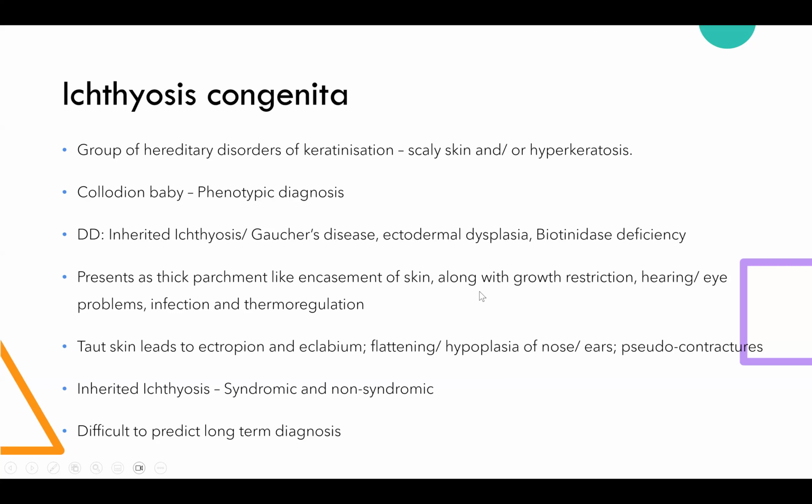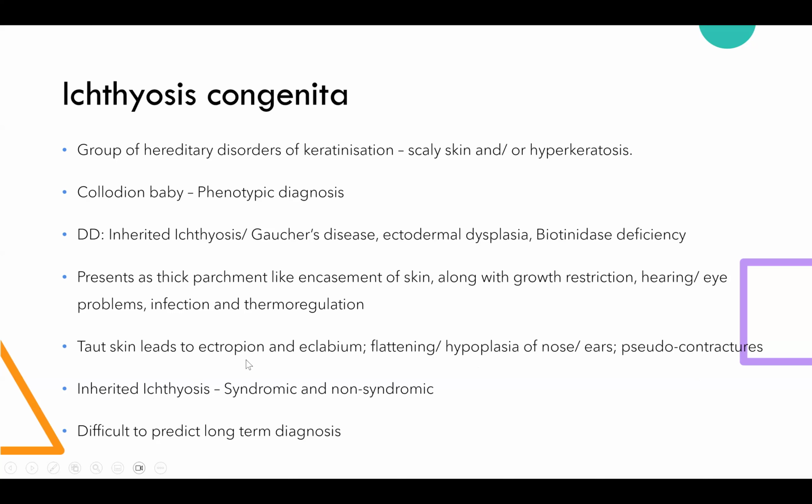of skin along with growth restriction, hearing and eye problems, infection, and thermoregulation problems. These are encountered in a severe case of colloidal membrane. The taut skin can lead to ectropion and eclabium, flattening and hypoplasia of the nose and ears, and it can lead to pseudocontractures. One cause of colloidal membrane is inherited ichthyosis.